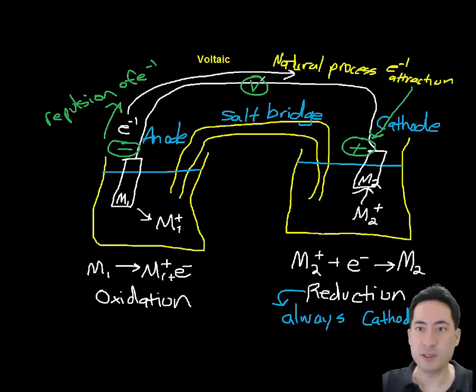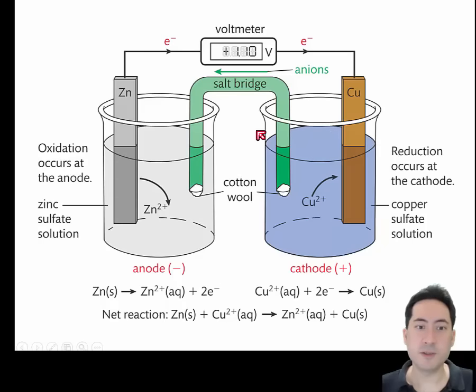Now that's the most confusing thing, because the positive and negative labeling will change with the electrolytic cell. Alright, so the repulsion of electrons at the anode, so that must be negative, and attraction to the cathode, which is positive. So here is a specific example.